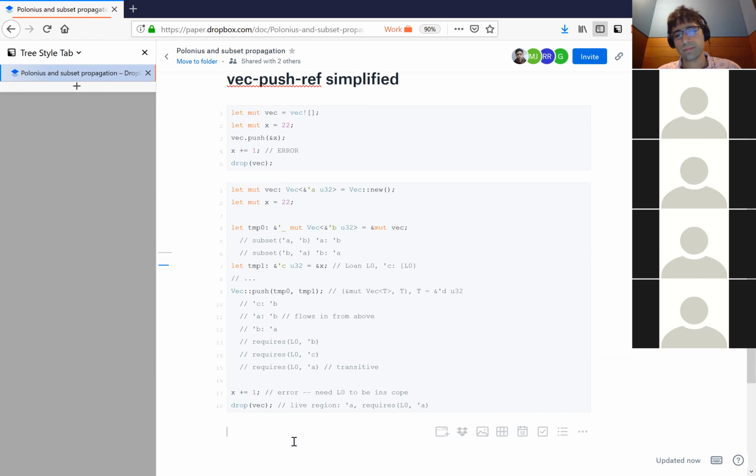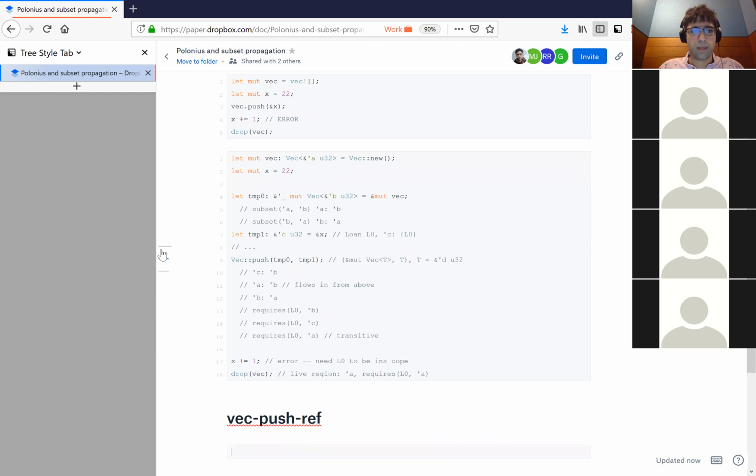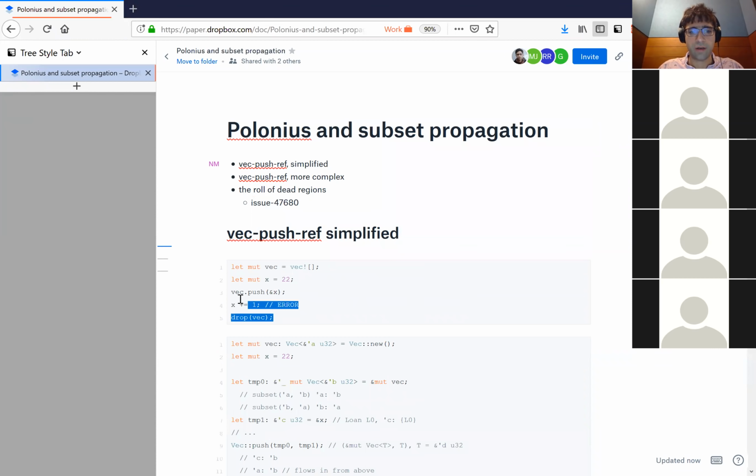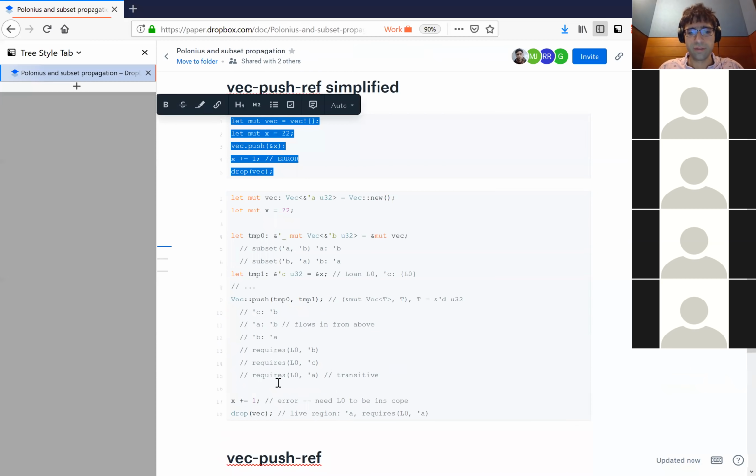That makes sense? Yep. So in your write-up, the vec push ref example itself is just like a mild variation on this. And in your write-up, LQD, you said there are no mutable references, but actually they are in the desugaring, yeah. Yeah, exactly. Yes.